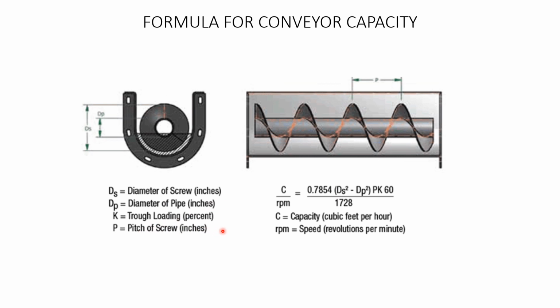So the pitch of the screw can also be defined. It can be the same as the diameter of the screw. It can be 0.5D, or it can be 1.5D also. A long pitch screw also can be there. So this all depends upon the material characteristic, what material you're using. Depending upon that, you can define the pitch of the screw.